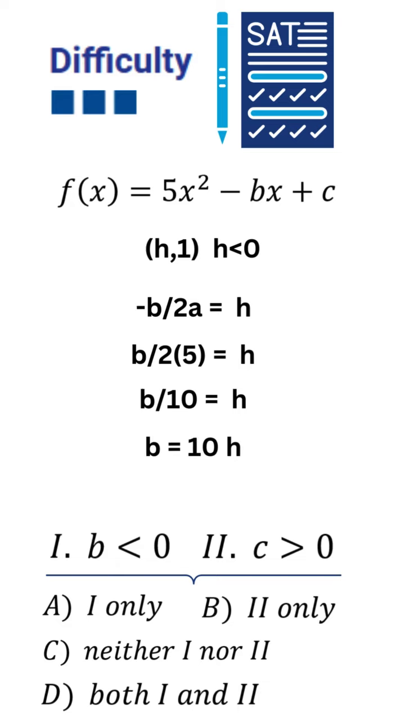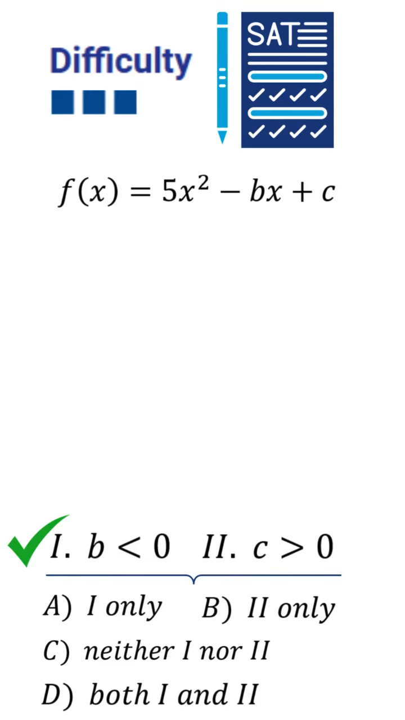But it tells us that h is less than 0, so that means that 1 must be true, b must be less than 0. So the answer is either A or D, and now we need to check to see if Roman numeral 2 is true. In order to do that, I'm going to use the point (h, 1) and plug it into the function.